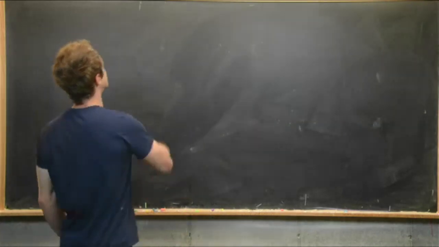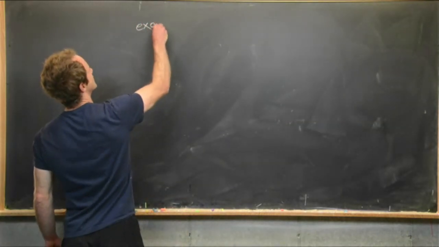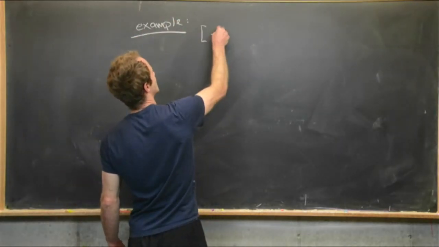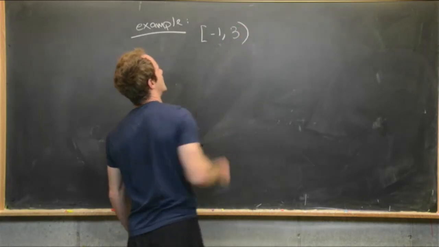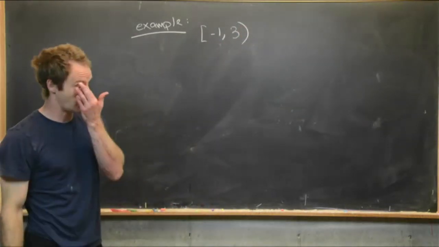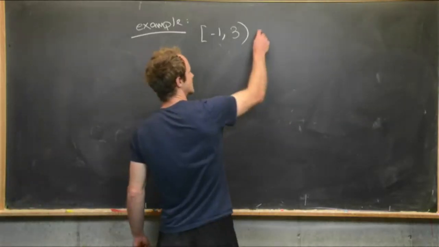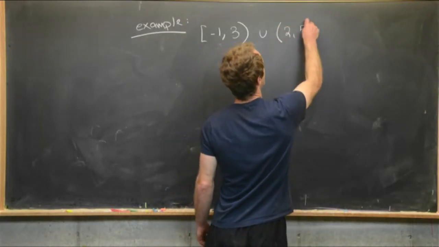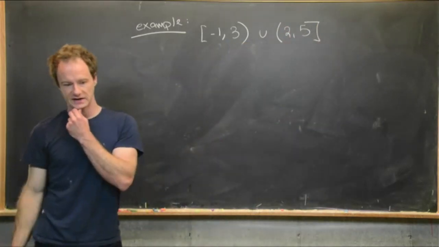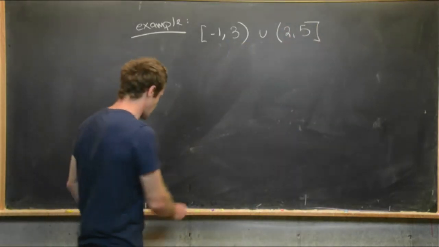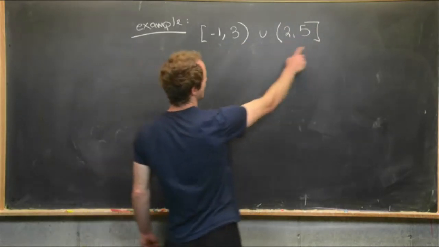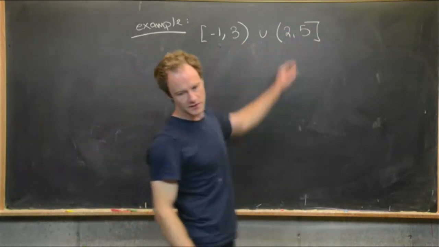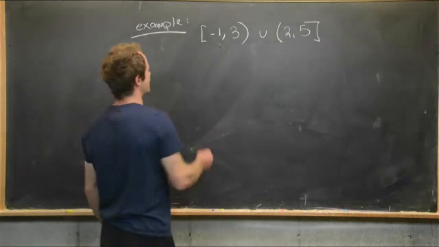Okay, great. So let's say we've got this set here, which is the closed interval -1 to 3, and let's say it's open on the side of 3. And then we want to union that with the open interval 2 to 5, and let's say it's closed on the side of 5. Remember that to be inside of this union means that you are inside of this interval or this interval.